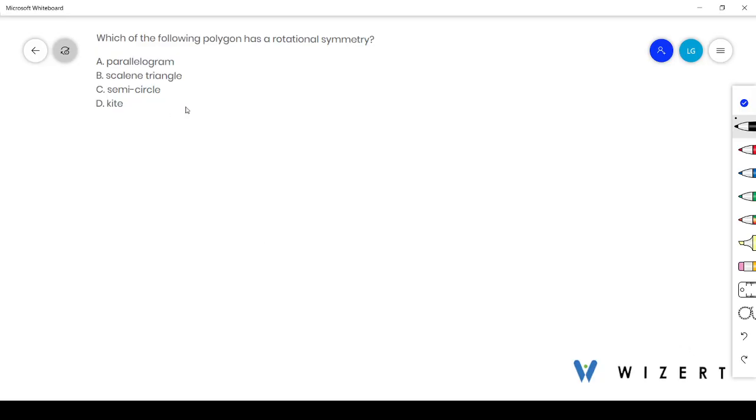Our question is, which of the following polygon has rotational symmetry? Whether it is parallelogram, scalene triangle, semicircle or kite.